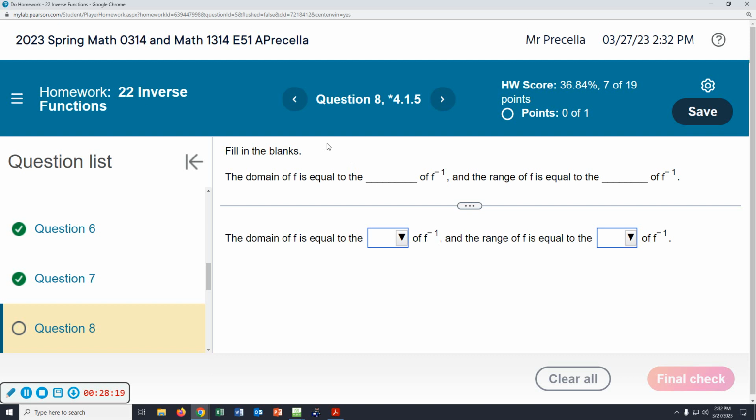The domain of f is equal to the blank of f inverse. What's going to go in this blank? The domain of f is equal to the range of f inverse. They have a little pull down menu and you select range. The range of f, the y's in the original, are equal to the domain of f inverse.